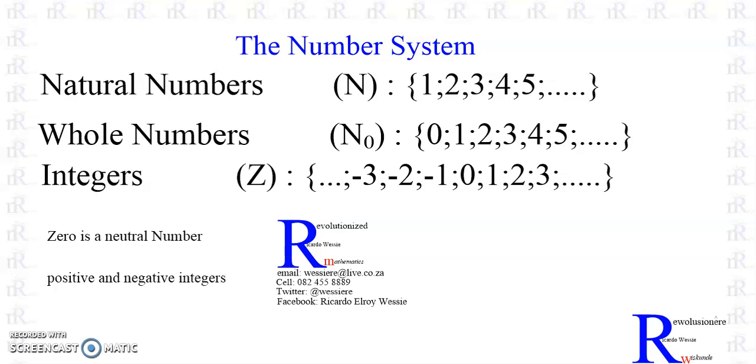And because this is a natural system of teaching learners or children how to count, we call these numbers natural numbers. And the symbol for natural numbers is the letter N.